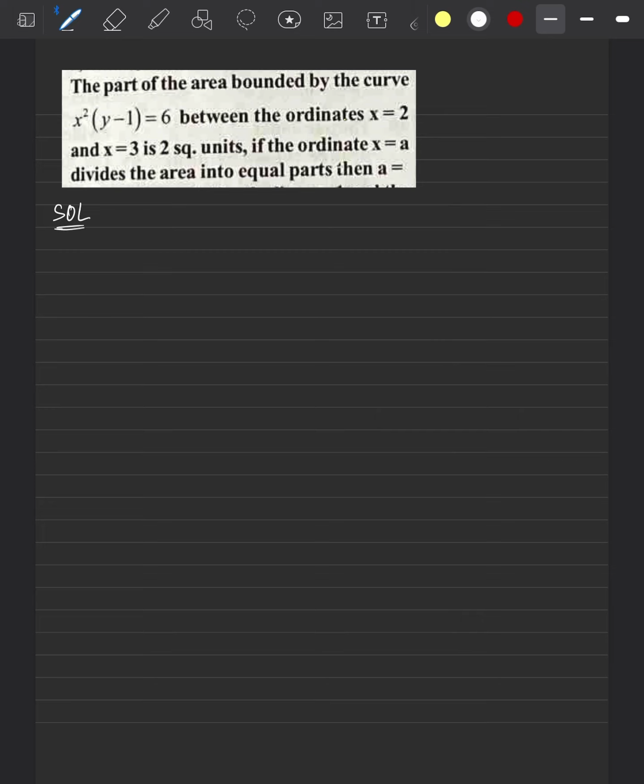So यहाँ पे क्या है कि x square into y minus 1 is equals to 6. तो अगर हम इसको simplify करें ना तो हमको क्या मिलेगा, y minus 1 will be equals to 6 upon x square, and y is equal to 1 plus 6 by x square.